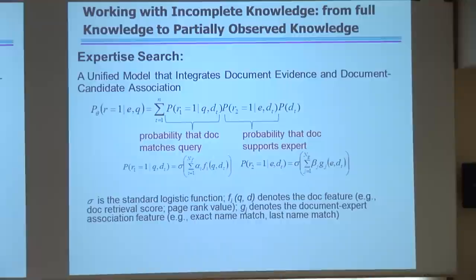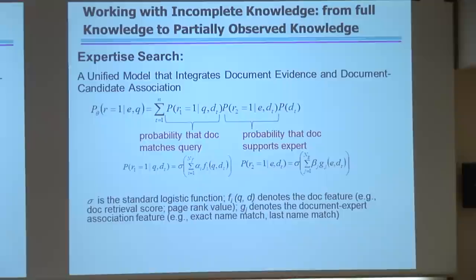Actually, what we do here is we throw our prior knowledge into the modeling process. Instead of modeling the conditional probability of being relevant in a big, let's say, regression model, we throw our prior knowledge into the structure of the model, which means we separate the document evidence part from the document candidate association part. This is the structural prior knowledge we throw into the modeling process. It reduces the model complexity, but on the other side, it generally improves the generalization error, the generalization accuracy, because the model is simpler. And we have done some empirical study to show the performance of that. I'm going to show it a little bit later.